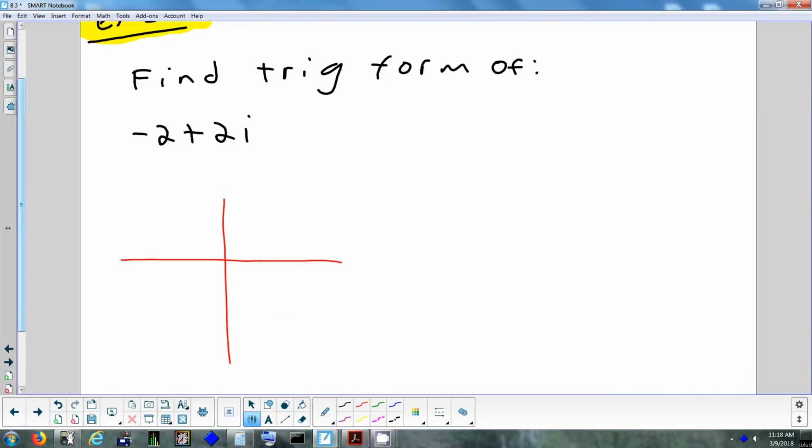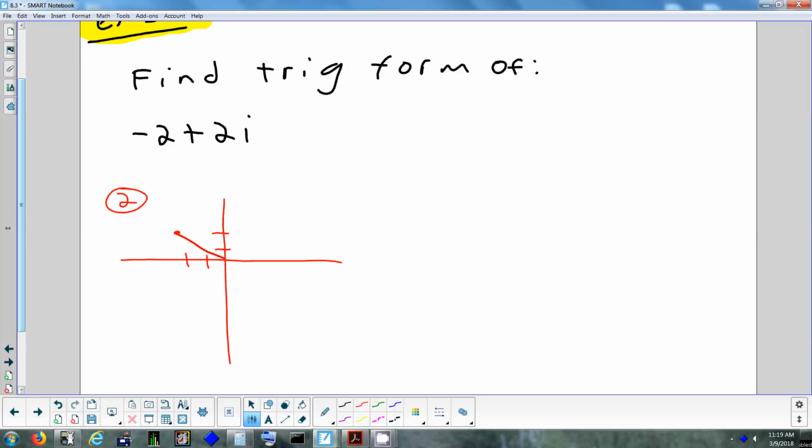Does anyone remember from Wednesday, how do we graph -2 plus 2i? We start with the x-axis, or the horizontal, so 2 to the left, and then 2 up. It doesn't have to be exact. We're just sketching it to make sure we know the quadrant. So what quadrant is that? We're in quadrant 2.